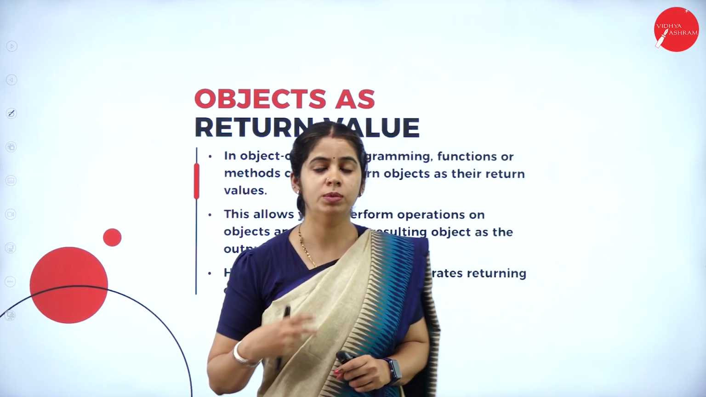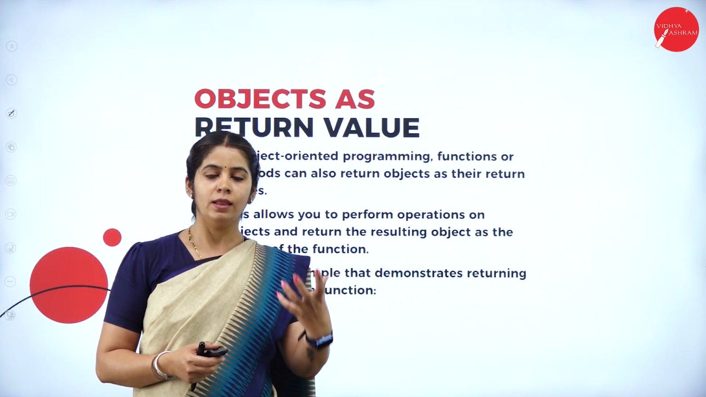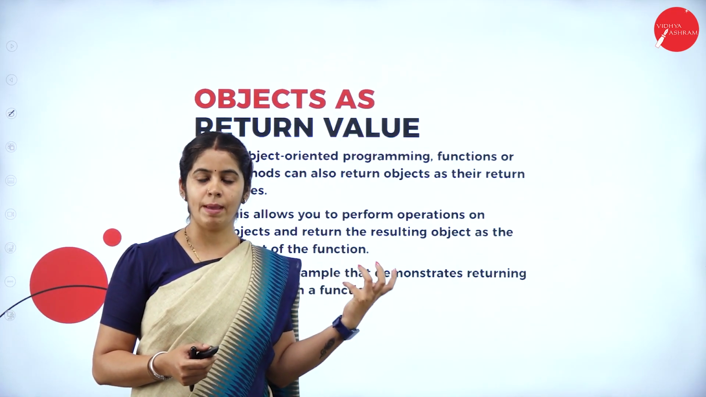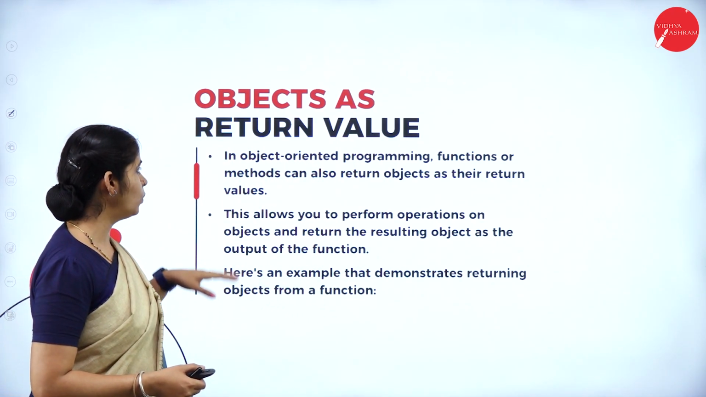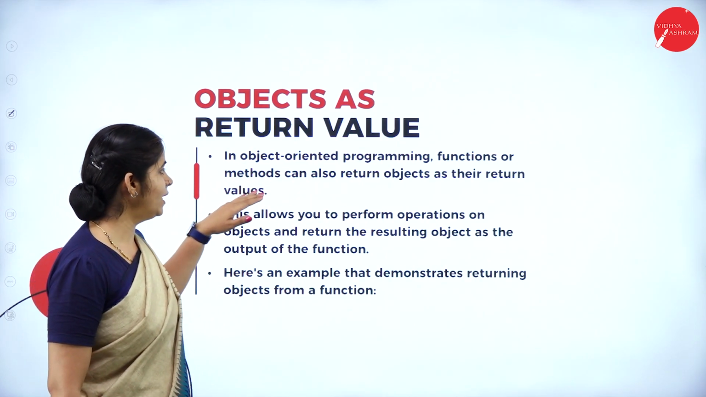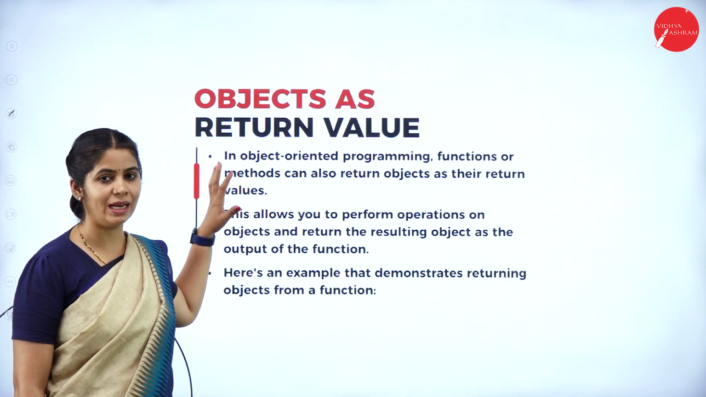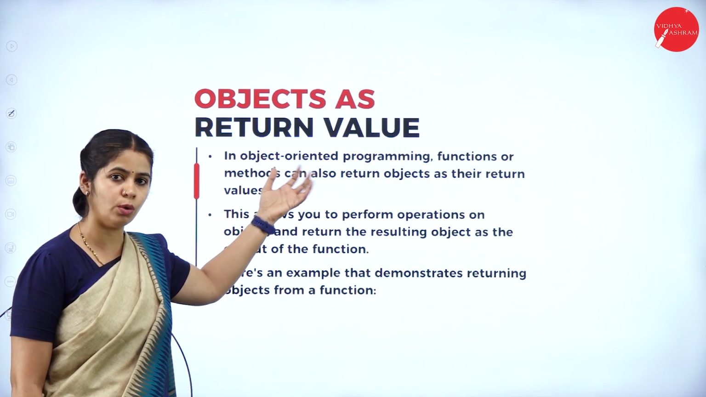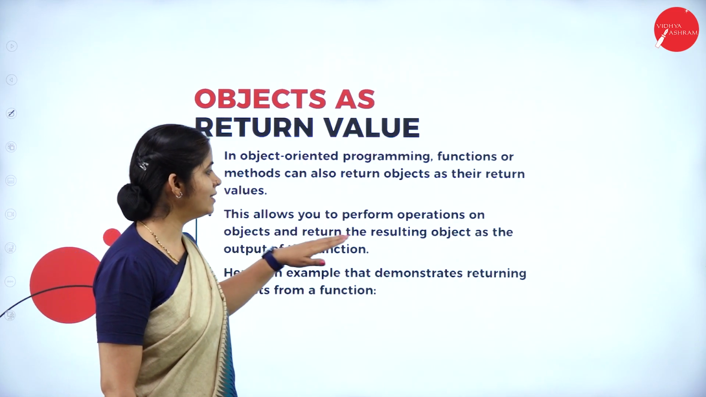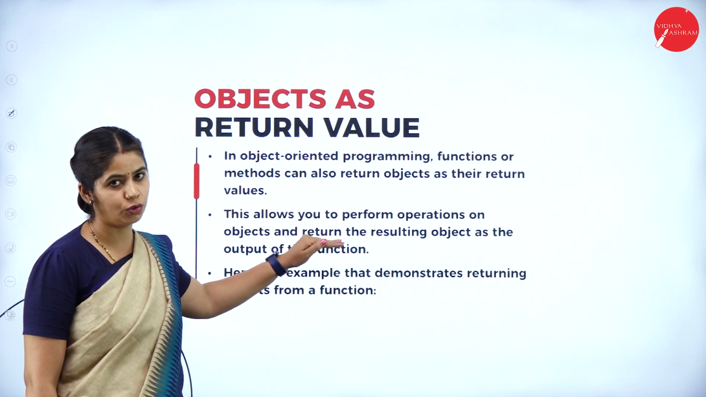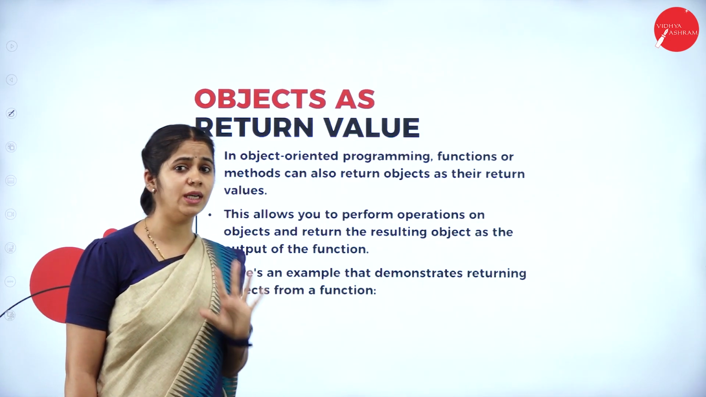Object as a return value. An object can be used as a return value. What is a return value? After computing something, the value has to be written back to the main program. So an object can also be treated as a return value. In object-oriented programming, functions or methods can also return an object, just as they return a value. These allow you to perform an operation on objects and return the resulting object as the output of the function. What we are getting as output of the function is an object itself.